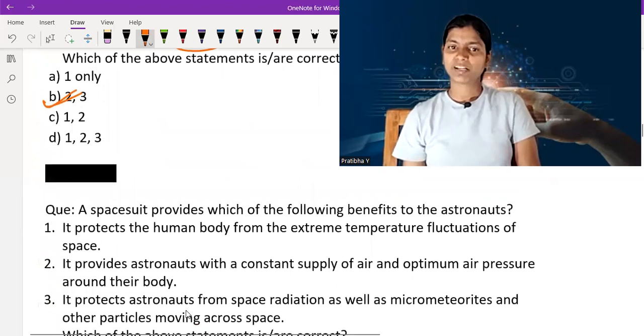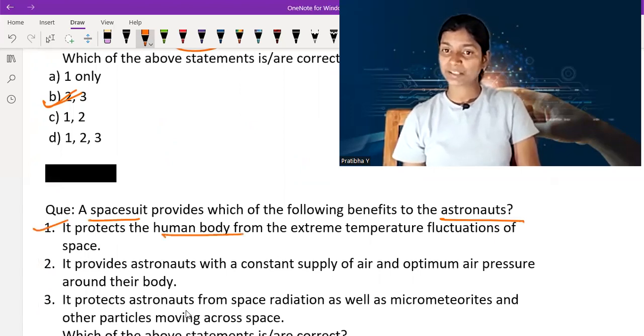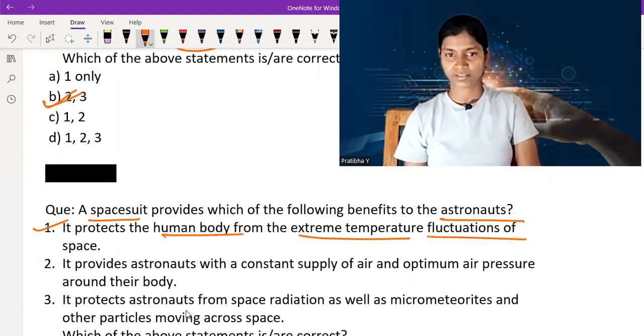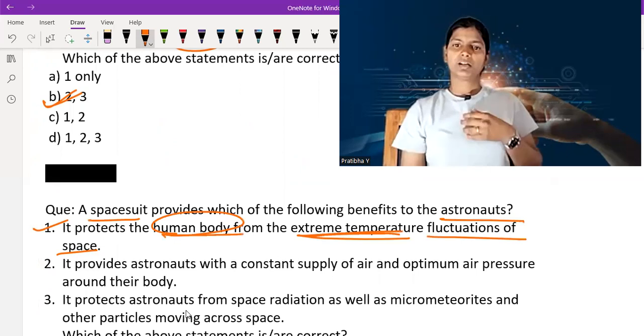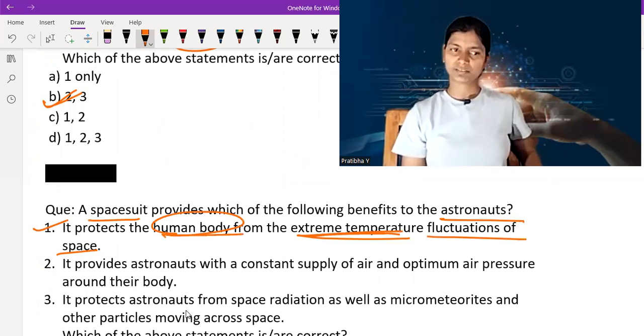A space suit provides which of the following benefits? What are the benefits of a space suit for the astronaut? First one is to protect the human body from the extreme temperature fluctuation of space. Yes, it protects the human body from extreme temperature. Second, it provides the astronaut with a constant supply of air and optimum air pressure around the body. This one is also correct.